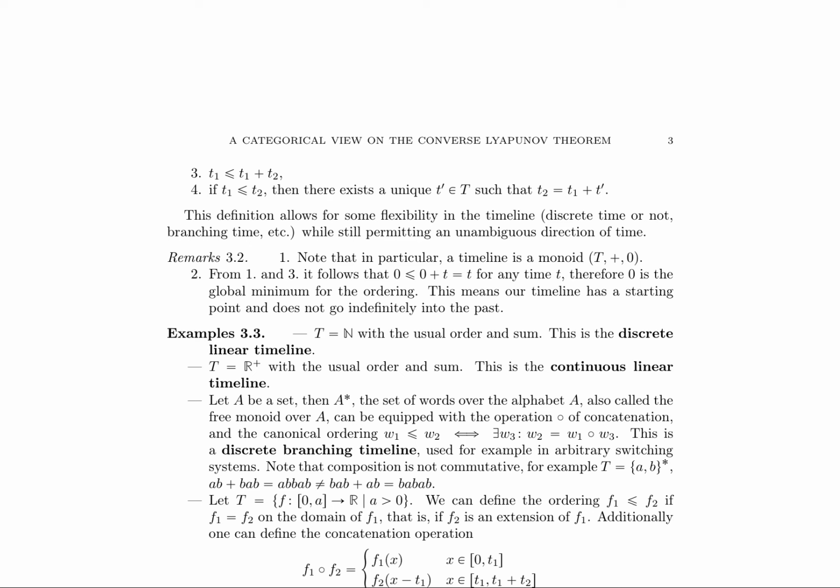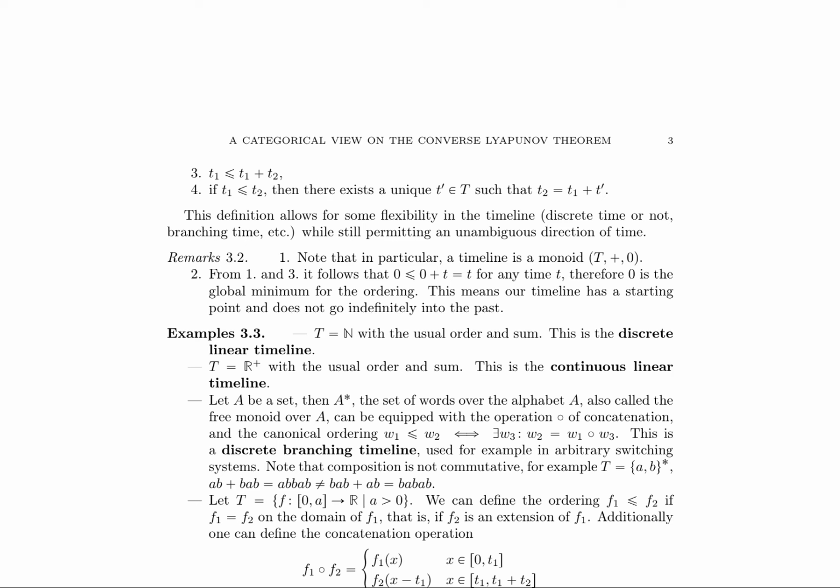This definition allows for flexibility in the timeline, including discrete or continuous time, branching time, and others. The remarks highlight that a timeline is a monoid, and the global minimum 0 implies a starting point in time, without indefinitely going into the past. Several examples of timelines are provided, including discrete linear time, continuous linear time, discrete branching time, and continuous branching time.